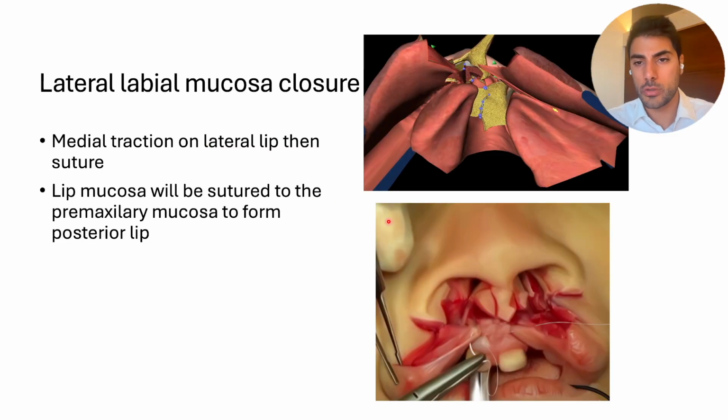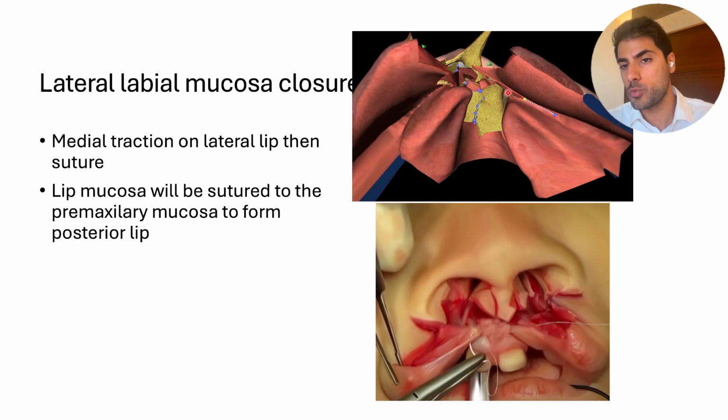As for the closure, we can imagine from inside the mouth posteriorly, this is when we advance the lateral lip. When we advance the lateral lip, this is the mucosa. What we do is we suture it. We suture the advancement in order to have this part in a tension-free state. This is the posterior wall. As you can see, the posterior wall will be sutured to the prolabium in part. So we can see how the posterior lip margin started to form.